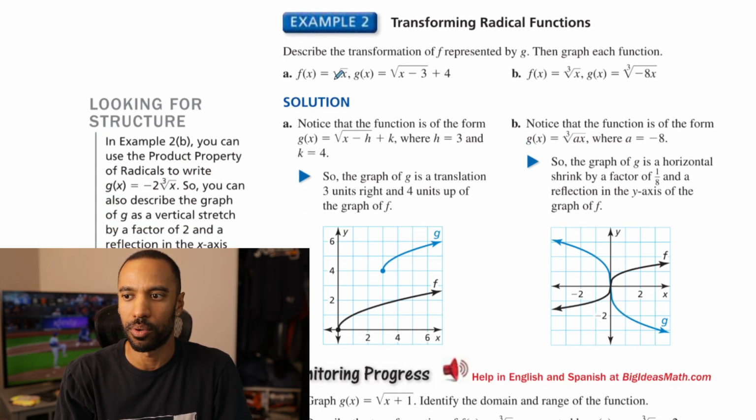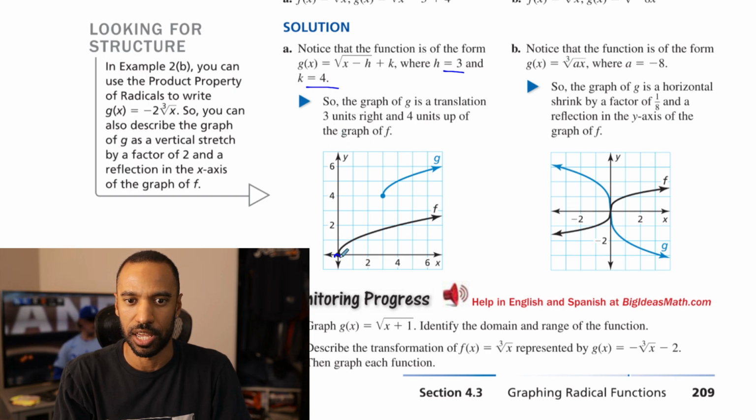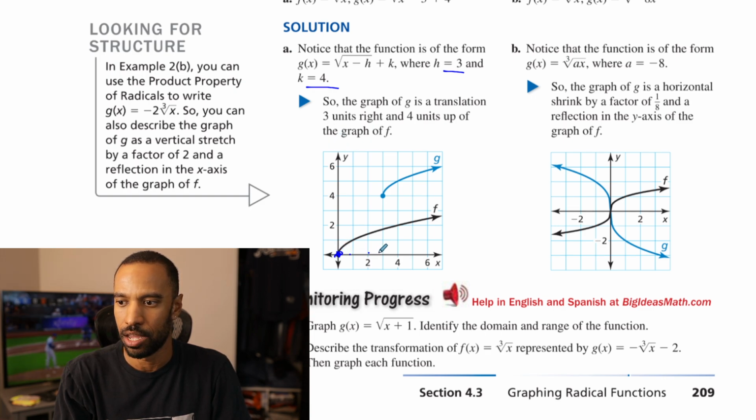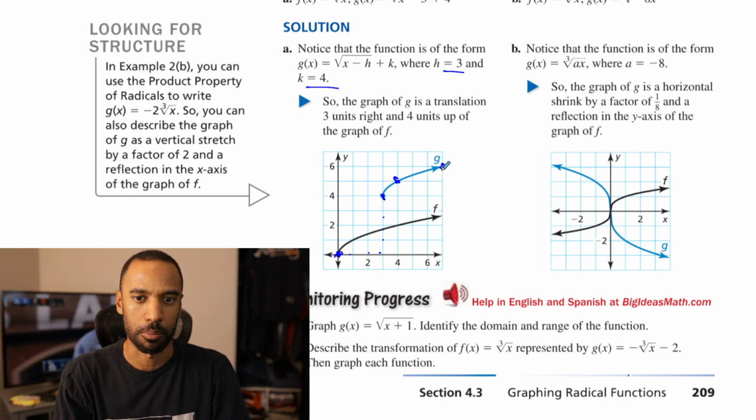Let's look at the square root of x as f of x, and let's transform it to this g of x as the square root of x minus 3, and then plus 4. So now our h is 3 and k is 4. That means take your original graph you would have done centered at the origin here, and we'll go 3 right and 4 up. And then do the graph as you normally would from here. 1, 1, 4, 2, etc. That'll be the appearance of that graph.